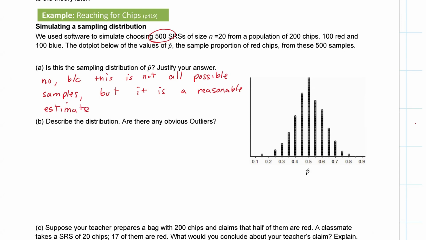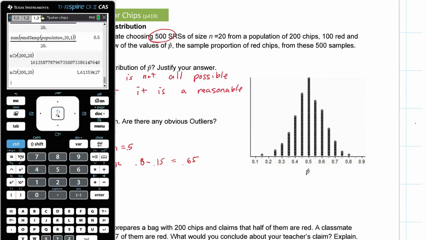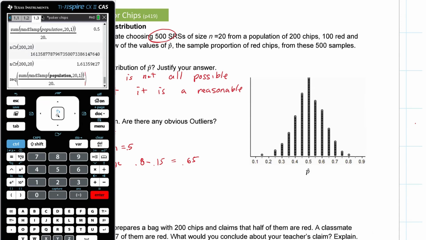And what do we see in this estimate? How about its shape? Well, it looks approximately normal to me. How about its center? Does the mean of that distribution look like it's 0.5? Sure does to me. And then what about its spread? Again, we might look at the range here. The range, oh, 0.8 to 0.15. That's a pretty big range. That looks like it's 0.65 is the range. Maybe we can do a better thing here. Ready? What if I go to this calculator and say, I want 500 samples of size 20.